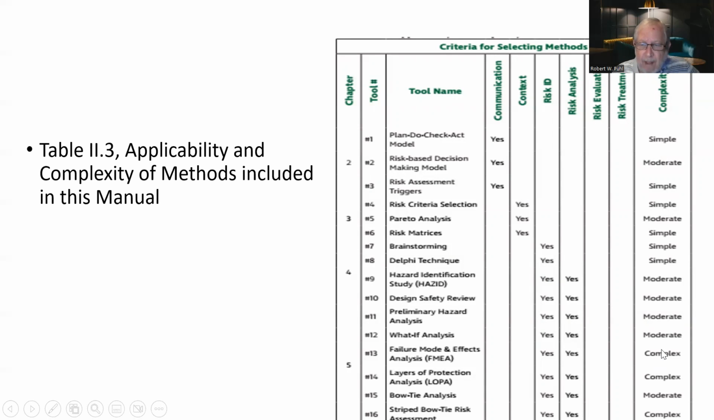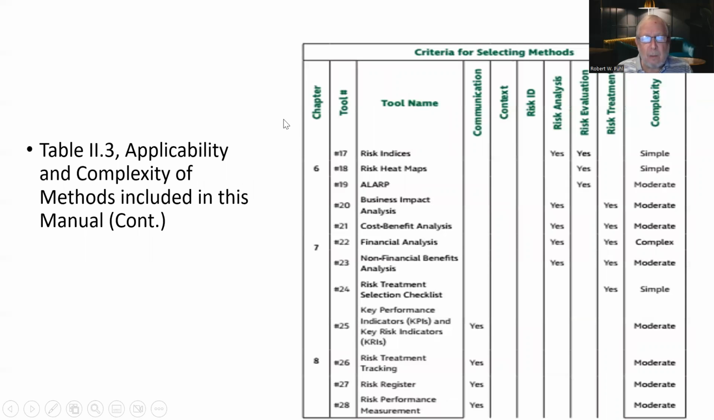FMEA, failure mode and effects analysis, which I didn't think was all that bad. Delphi technique is pretty simple. Pareto analysis is moderate. I think it's pretty simple too. Those are some good ones we have discussed, and I hope you've learned what they are. And here's more of them here. Risk indices is pretty simple. And risk treatment tracking, I don't think that's moderate, but I think it's pretty simple.